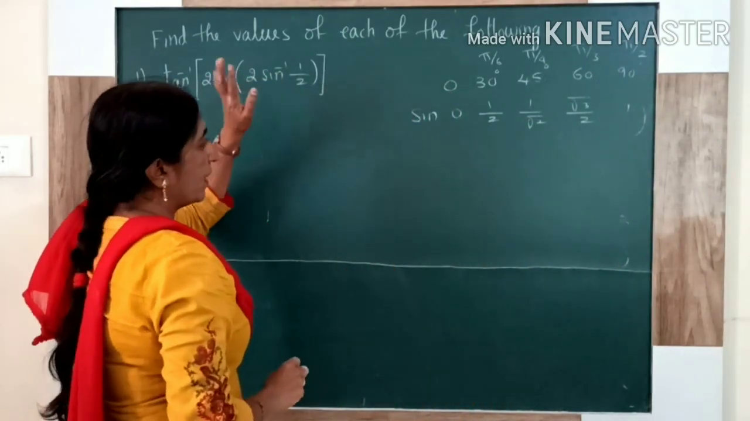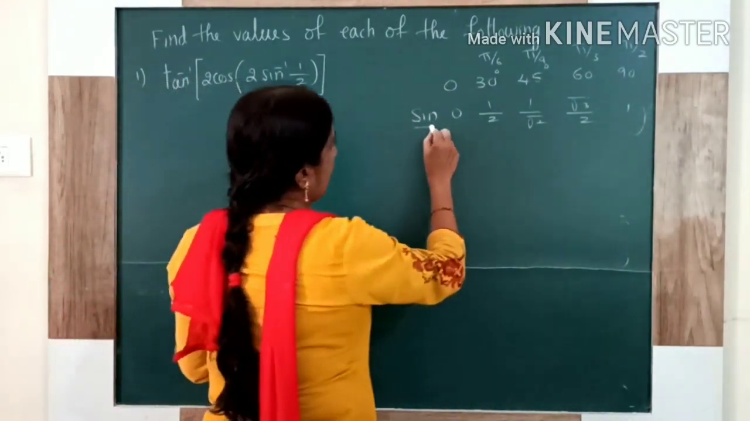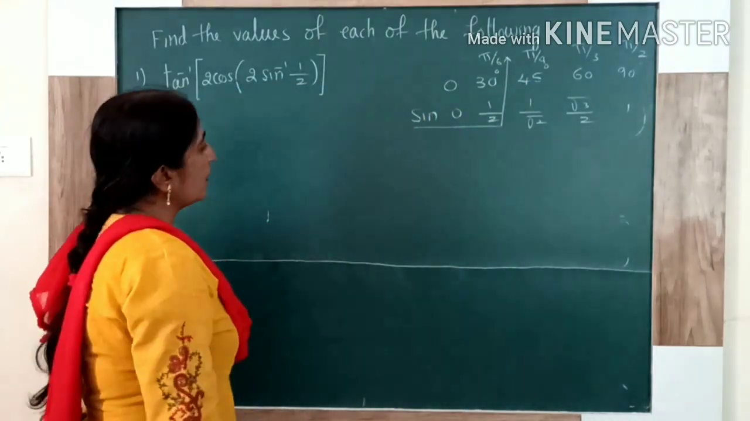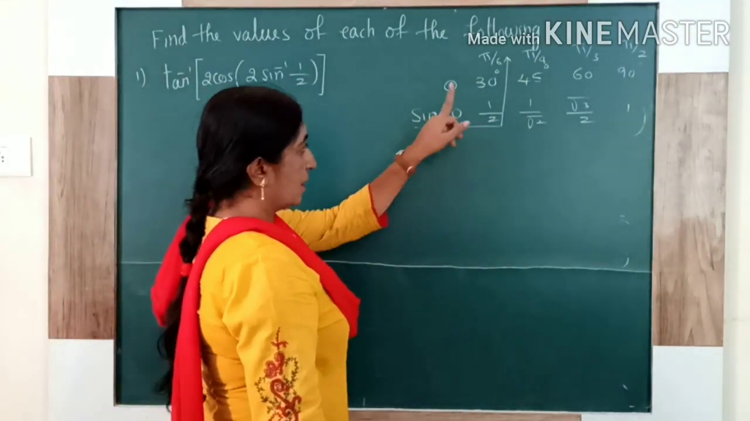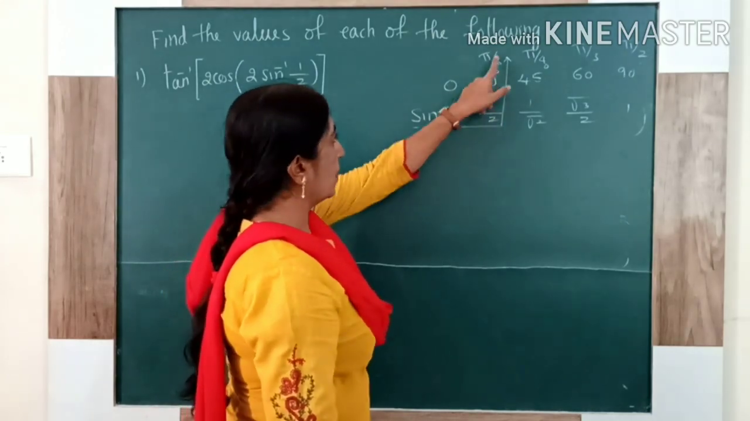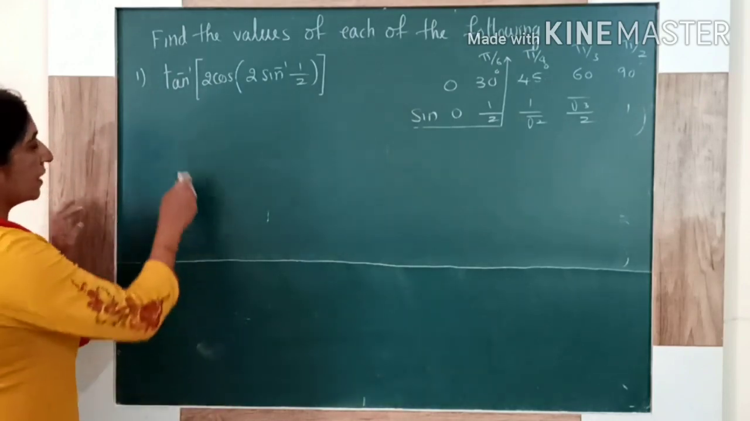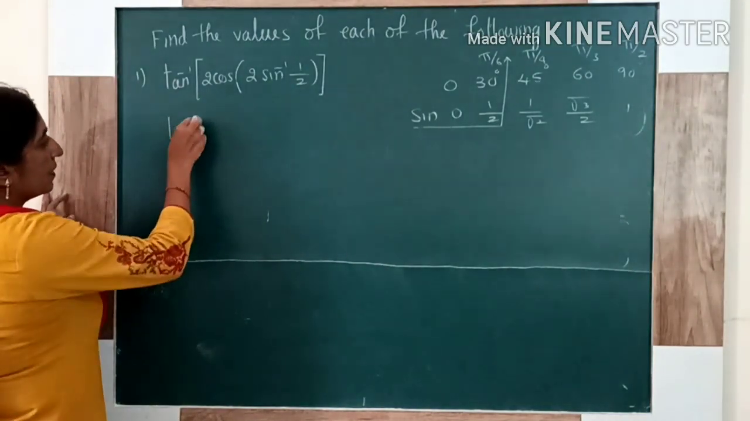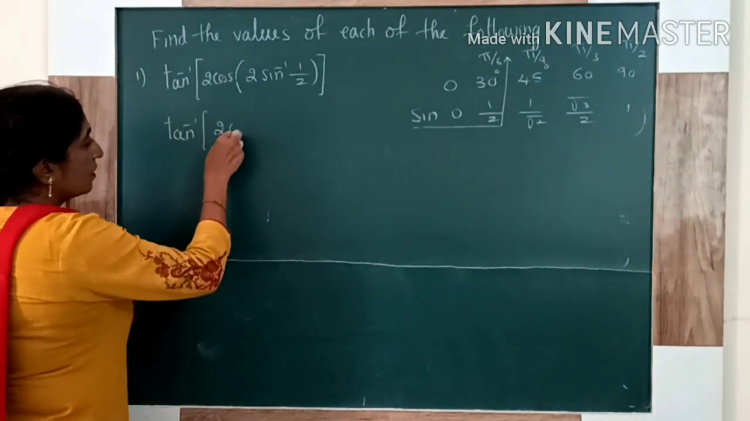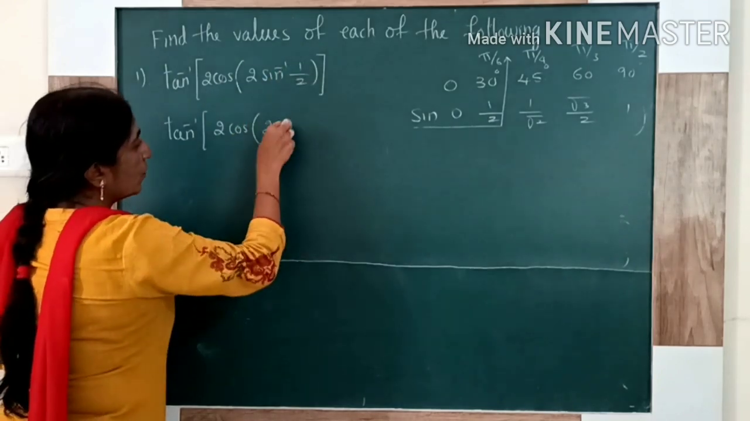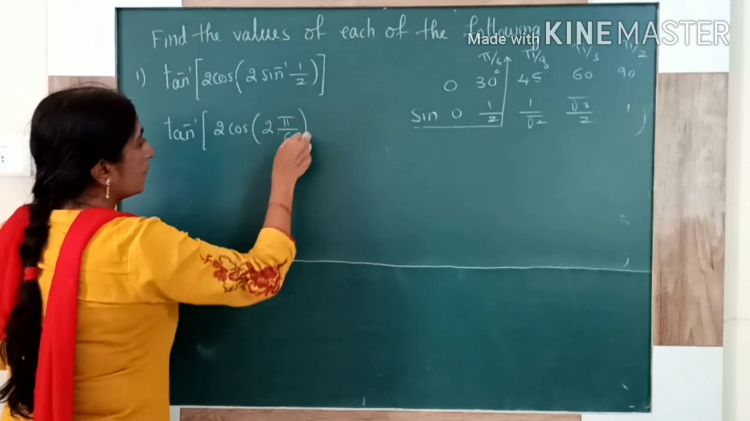Sin inverse 1 by 2, standard value. Start with sin, move up to 1 by 2, and see the value above. That is your convenience; either write in the form of degree or radian. I am using radian. So tan inverse of 2 cos (2 into sin inverse 1 by 2) becomes 2 into pi by 6.